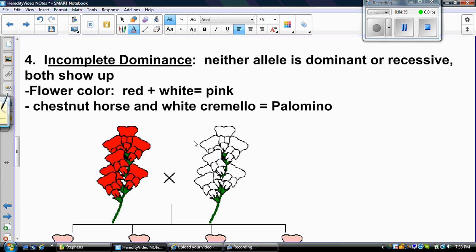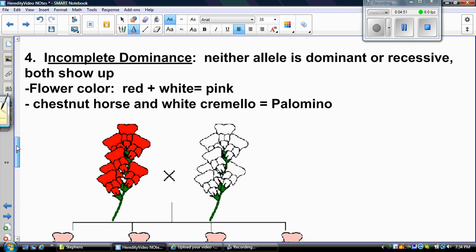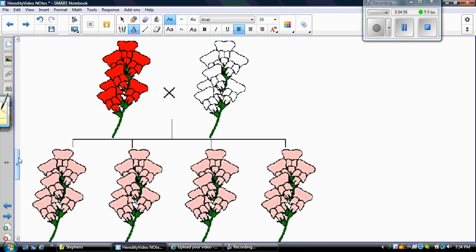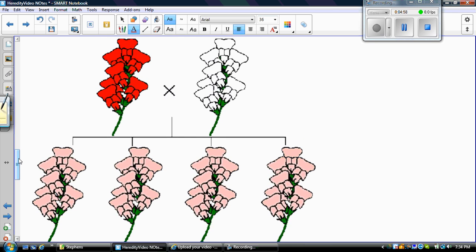The same thing works with a chestnut horse and a white horse. Neither one is dominant, so they turn into kind of a brown, kind of a light tan color called a Palomino horse. And this is an example of incomplete dominance with the flower color.